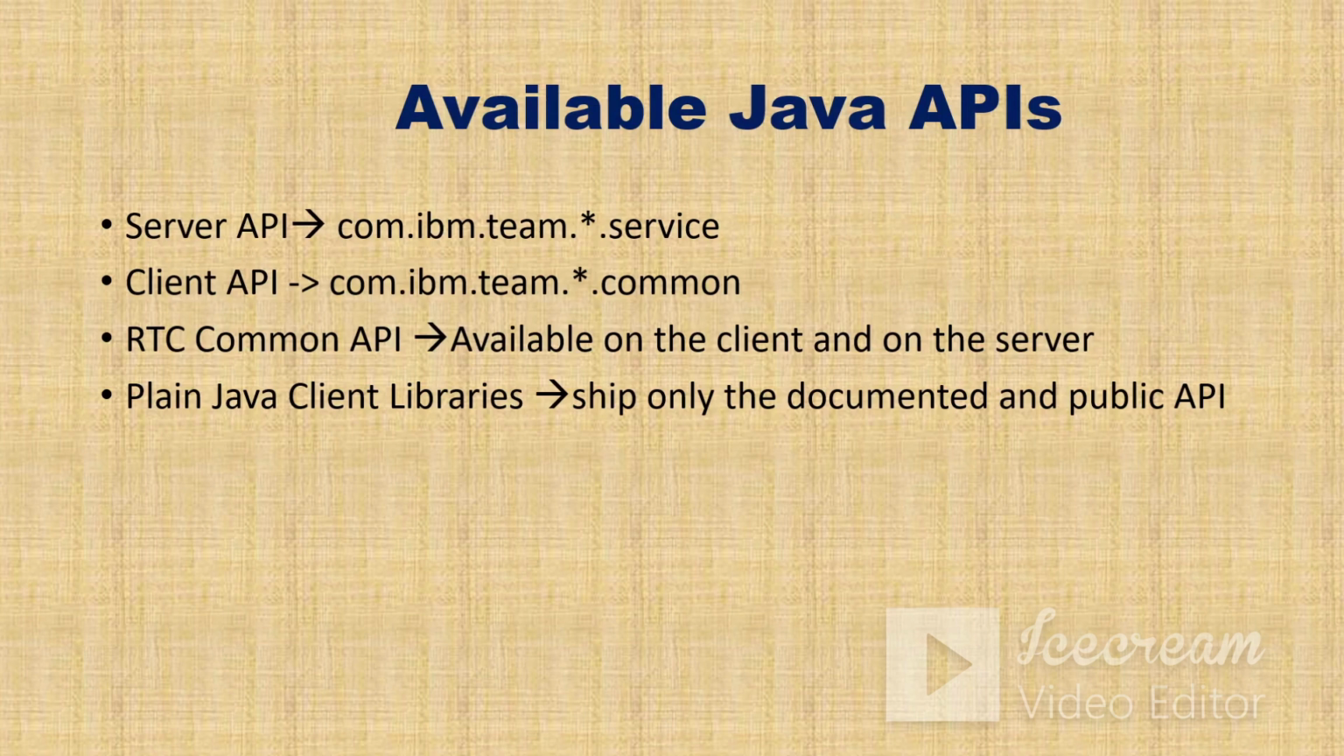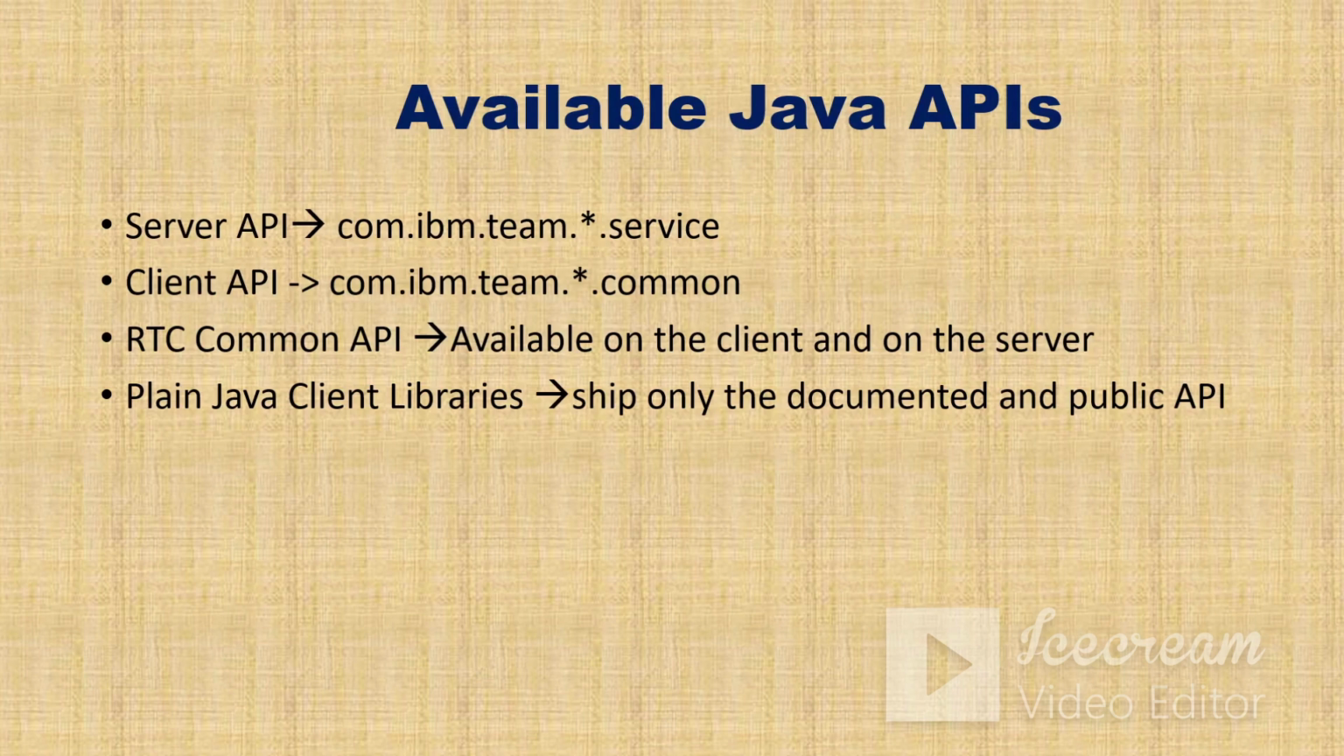Now, the RTC common API. Part of the API is available on the client and server. The way you get the API depends on whether you have a client or a server extension. However, the services are available as client libraries as well as services. This API is typically found in the package called com.ibm.team.star.common, and the interfaces are usually named as star common. For example, work item common. In some cases, the required services are provided by the extension mechanism. This allows you to write an extension that runs on the server as well as on the client.